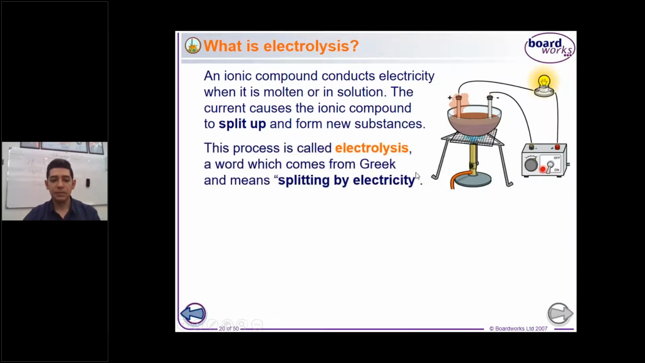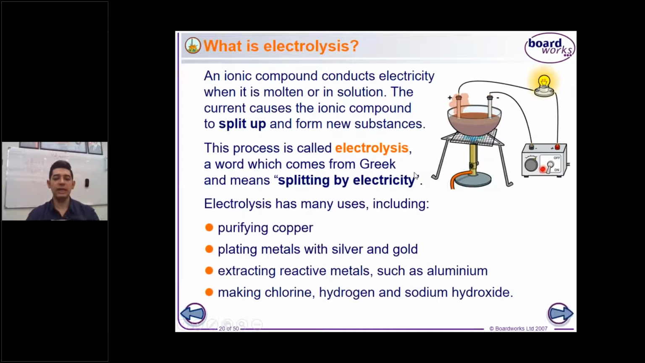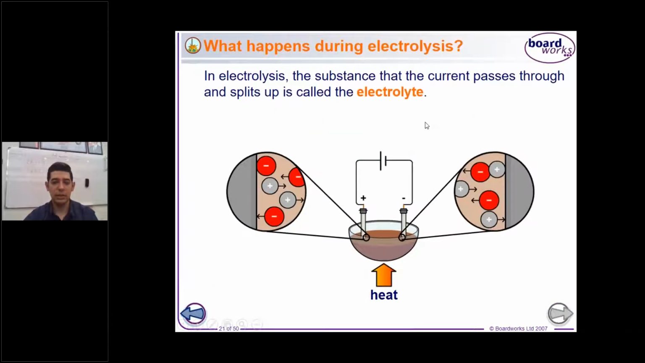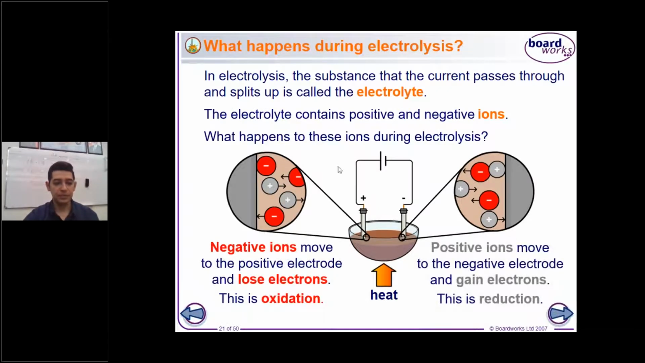Electrolysis of molten ionic compounds. As we said before, electrolysis means splitting up ionic compounds into their ions to make an element or molecule. The Greek word means splitting by electricity. Electrolysis has many uses. We can use it for purification of copper, plating metals with silver or gold, extracting reactive metals such as aluminium, and making chlorine, hydrogen, or sodium hydroxide. It's for our future lessons. So what is electrolysis apparatus made of? This is very important. Try to have this picture in your books.